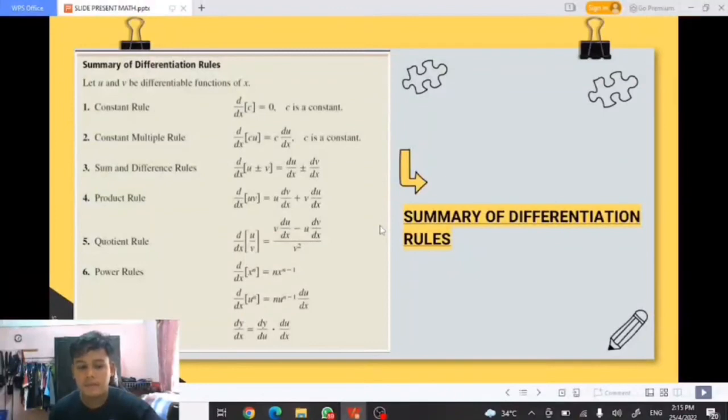Number 6, power rules. The formula is d over dx bracket x to the n equals nx to the n minus 1, and d over dx bracket u to the n equals nu to the n minus 1 du over dx. And lastly, number 7, chain rule. The formula is dy over dx equals dy over du multiplied by du over dx.